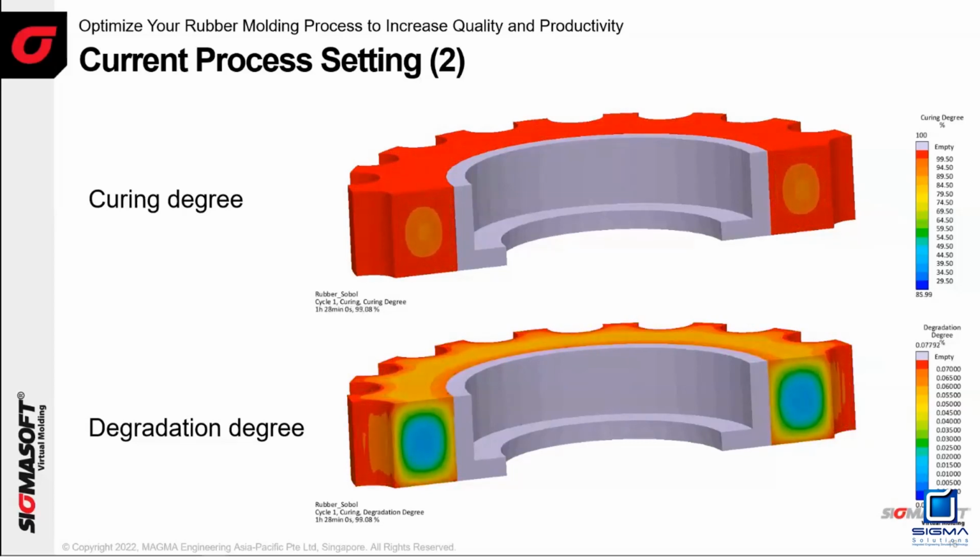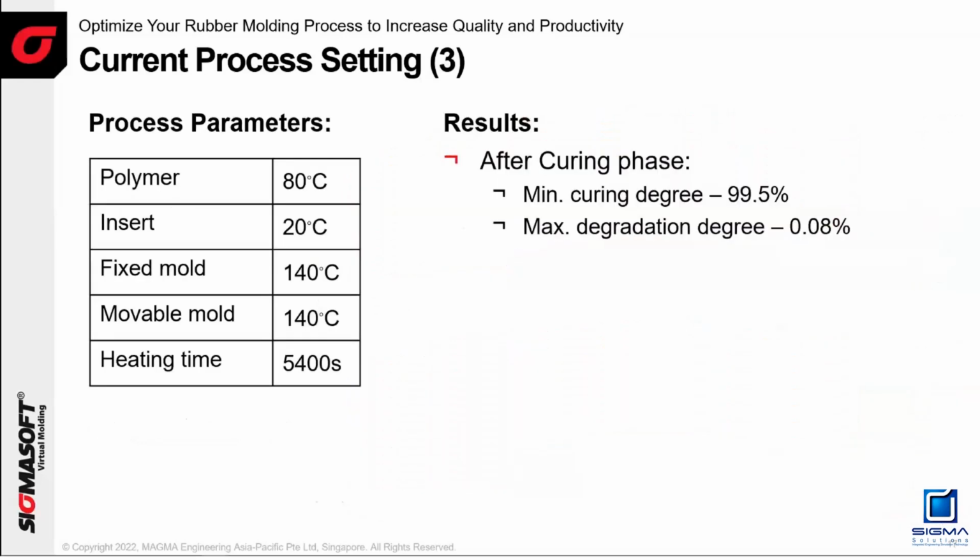That's why they use 140 degrees Celsius with a longer time. So these are the current results. We are achieving 99.5% of the curing behavior with 1 hour 30 minutes, and the degradation is 0.08%. So this is where SIGMASOFT comes in to optimize the process.